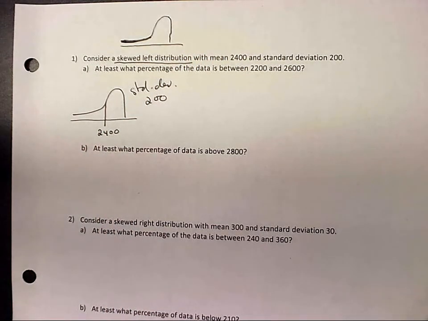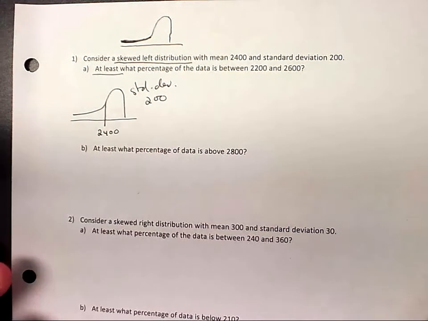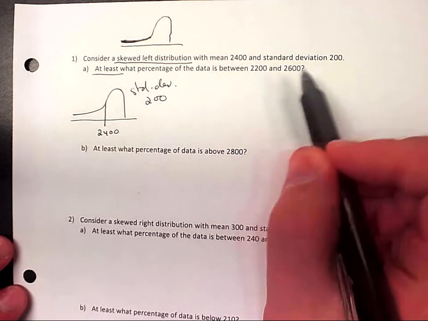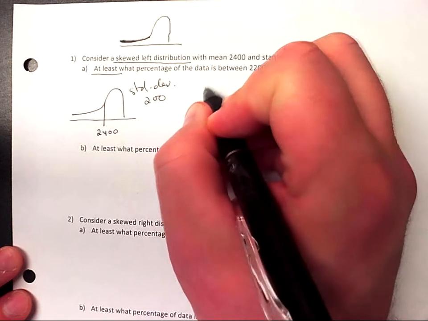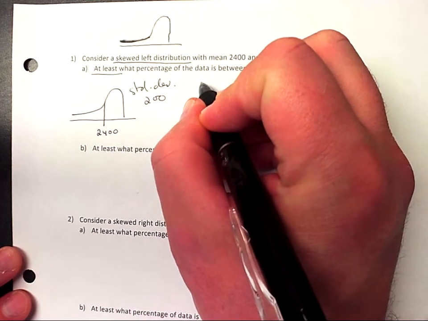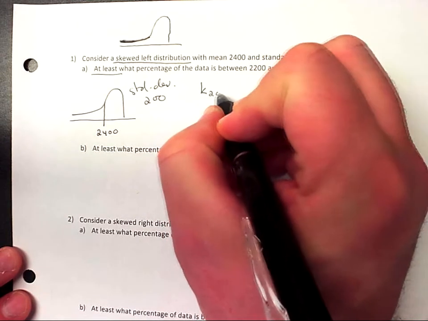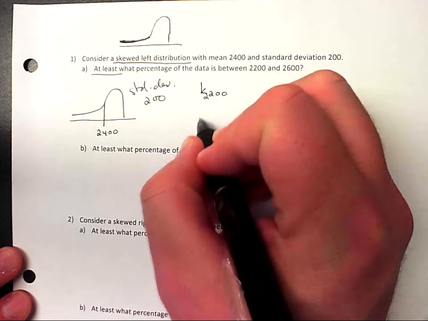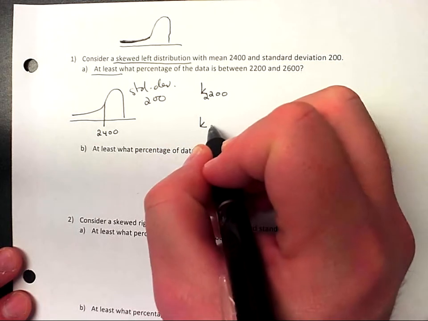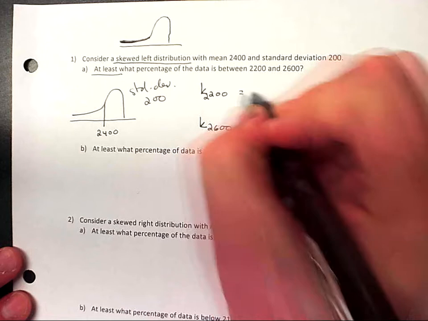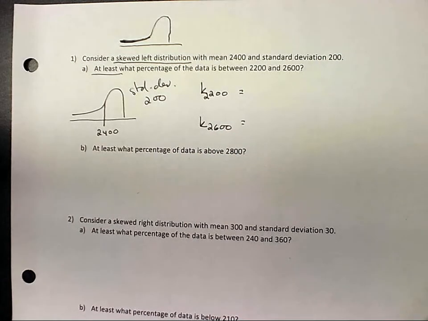Now again, it's asking us at least what percentage. So again, that's another clue that you're using Chebyshev's theorem, right? Now you don't just have a skewed distribution, but it's also asking you at least what percentage of the data is between 2200 and 2600. So now instead of calculating a z value for 2200, we're going to calculate a k value for 2200. And instead of calculating a z value for 2600, we're just going to calculate a k value for 2600.